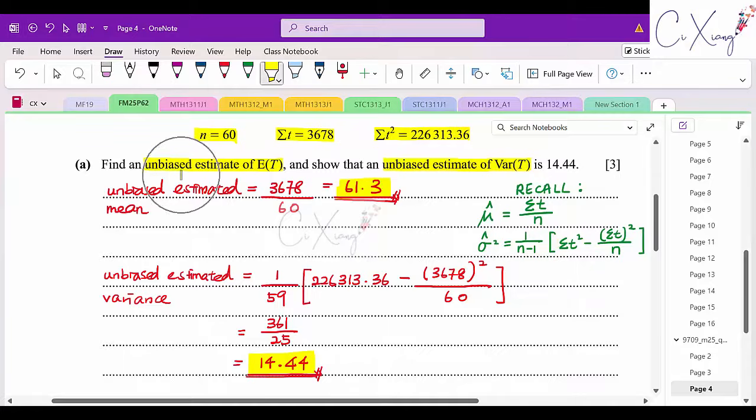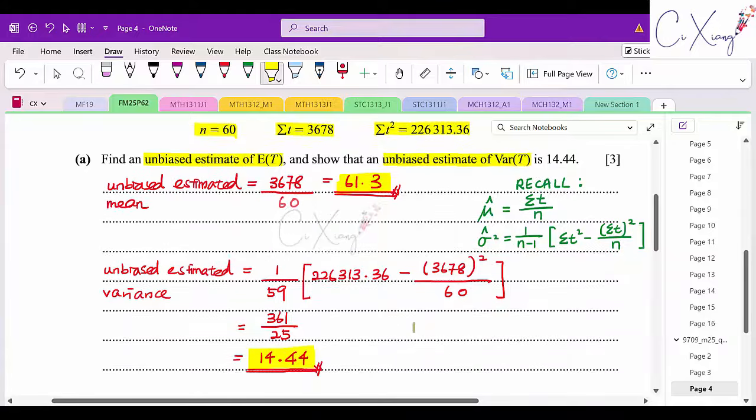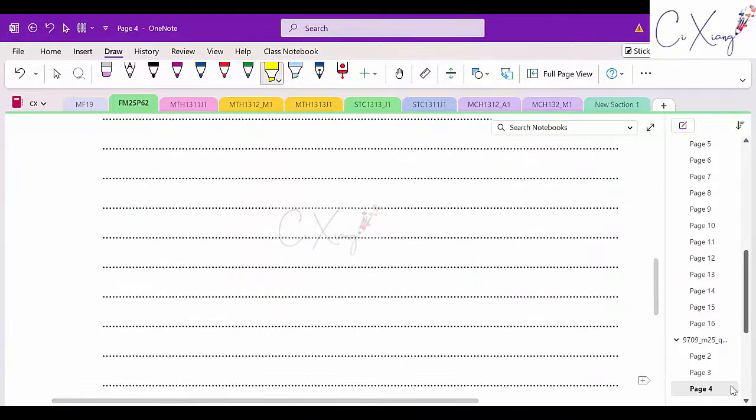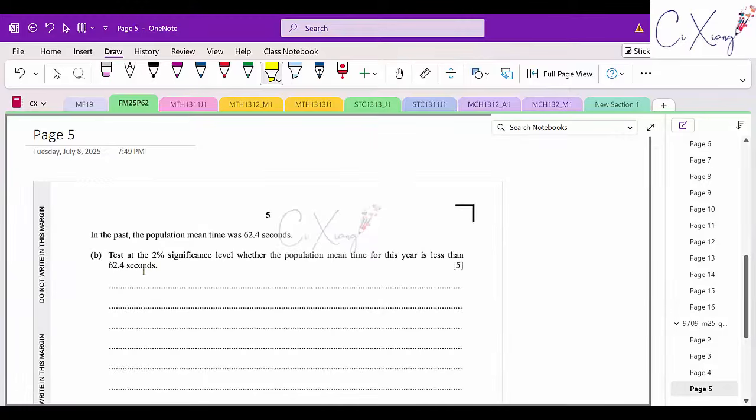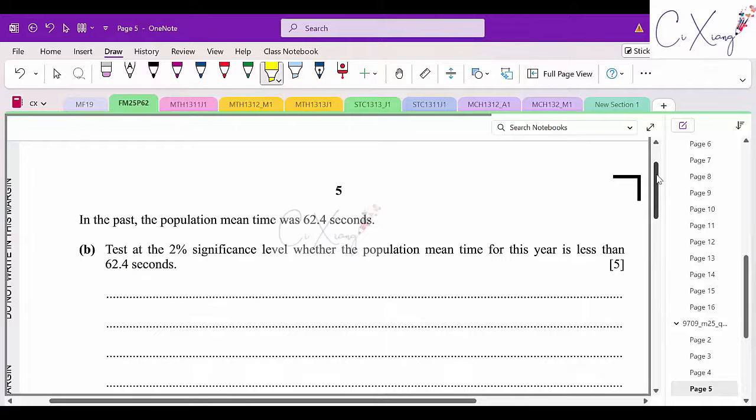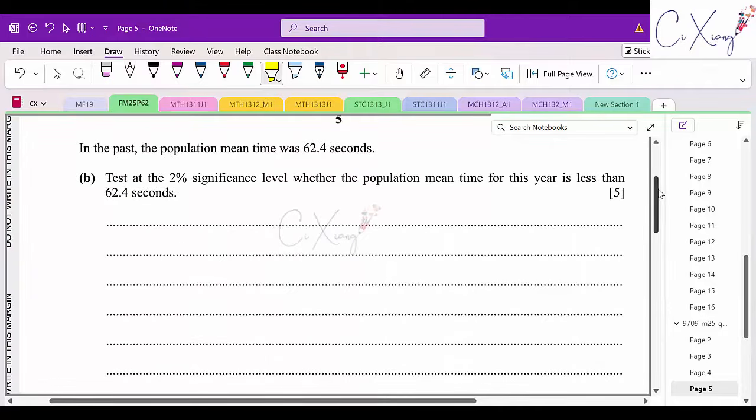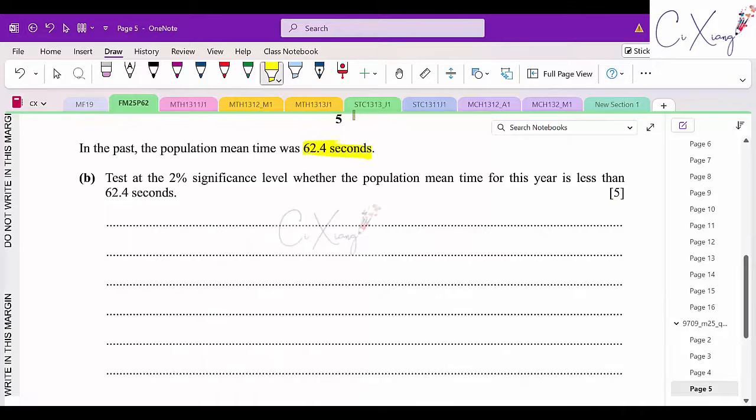But of course, the keyword is unbiased estimate, right? Okay, so let's have a look at part B. For part B, in the past, they are saying that the population mean time was this one. So this is the record of the population mean time. And now they want us to test, highlight the keyword test. So this is actually a hypothesis test question.